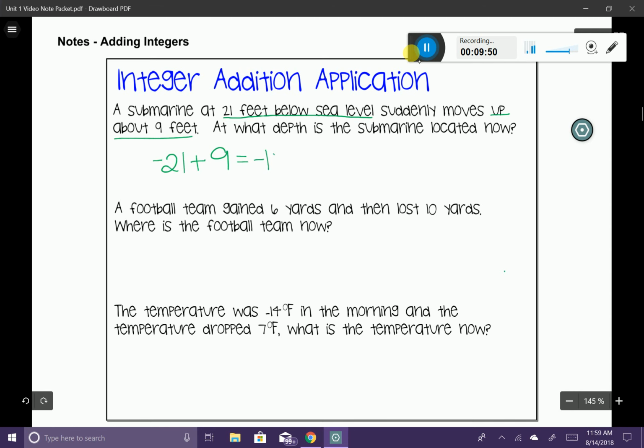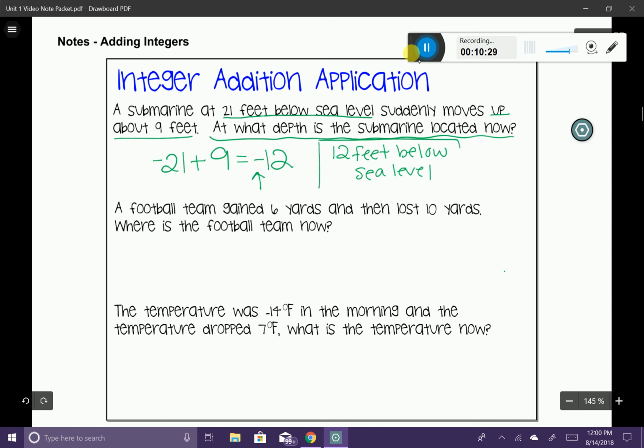Now, the question is, at what depth is the submarine located now? Well, the answer is not -12. We have to consider -12 as the number of feet below the sea level, because doesn't the negative in front represent below? And if this number was positive, we would say that it is above sea level. So we want to restate our answer to answer it properly. We're going to say the submarine is 12 feet below sea level. And I'm going to go ahead and put a box around my final answer.